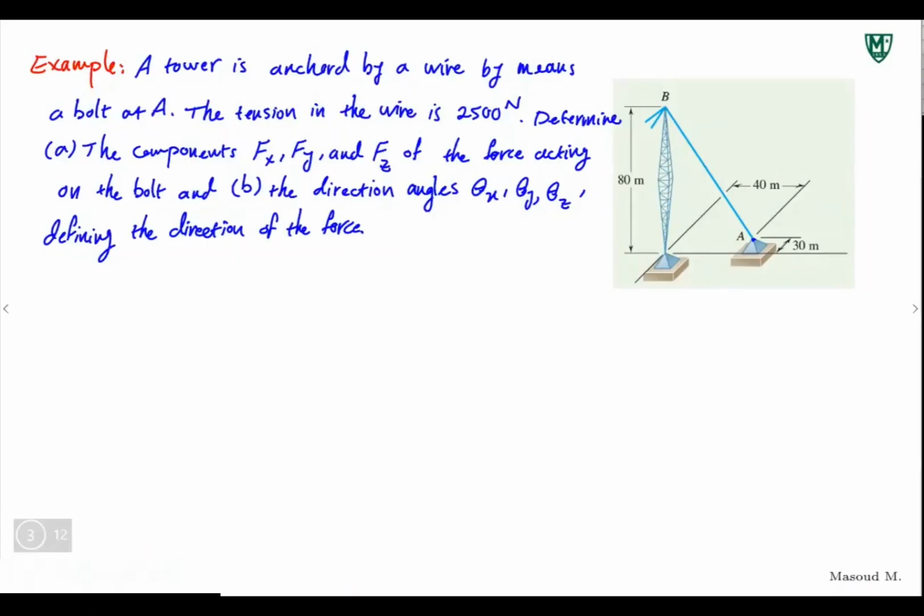So we have a cable, one side is connected to support A, the bolt A, the other side is connected to this tower at point B. Obviously the cable is at tension, as we said before. Cables, ropes, chains, threads, they can only handle tension or pulling force.